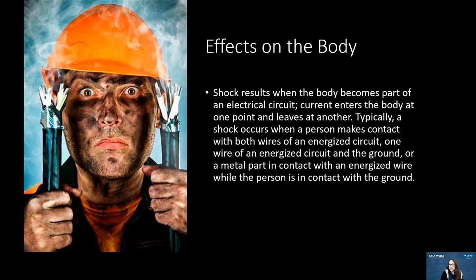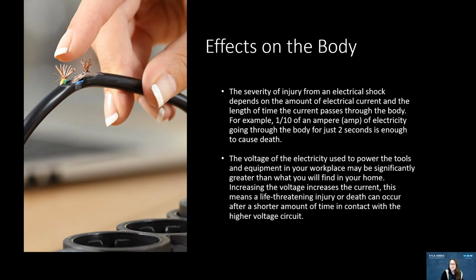Shock results when the body becomes part of an electrical circuit. Current enters the body at one point and leaves at another. Typically, a shock occurs when a person makes contact with both wires of an energized circuit, one wire of an energized circuit and the ground, or a metal part in contact with an energized wire while the person is in contact with the ground. The severity of injury from an electrical shock depends on the amount of electrical current and the length of time the current passes through the body.